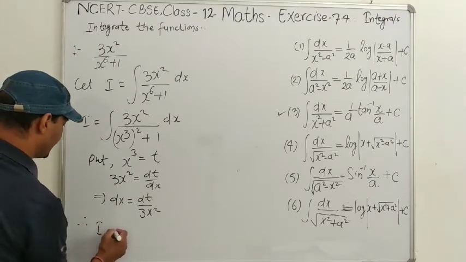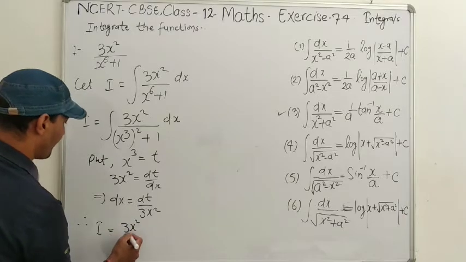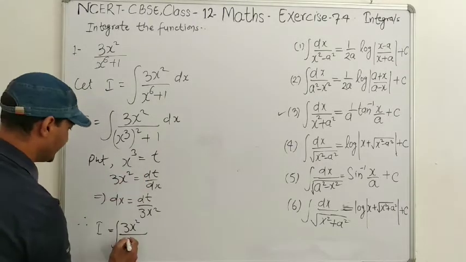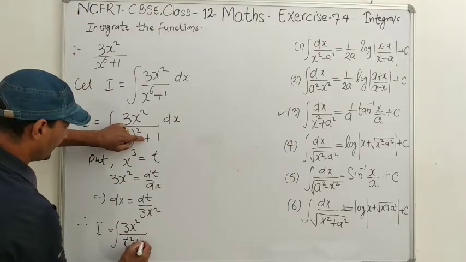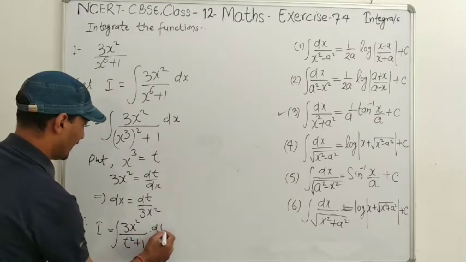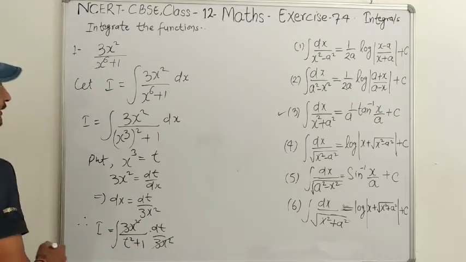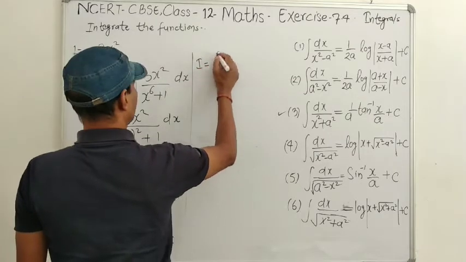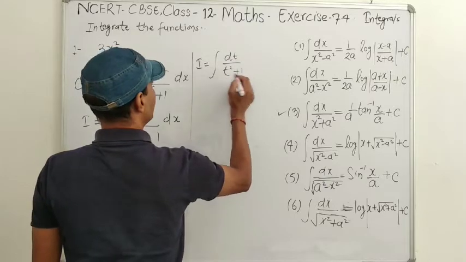Then the integral I equals integral of 3x square by x cube. Put x cube as t, so x cube is t square plus 1, and dx is dt by 3x square, so 3x square cancels. Now we have I equal to the integration of dt by t square plus 1.